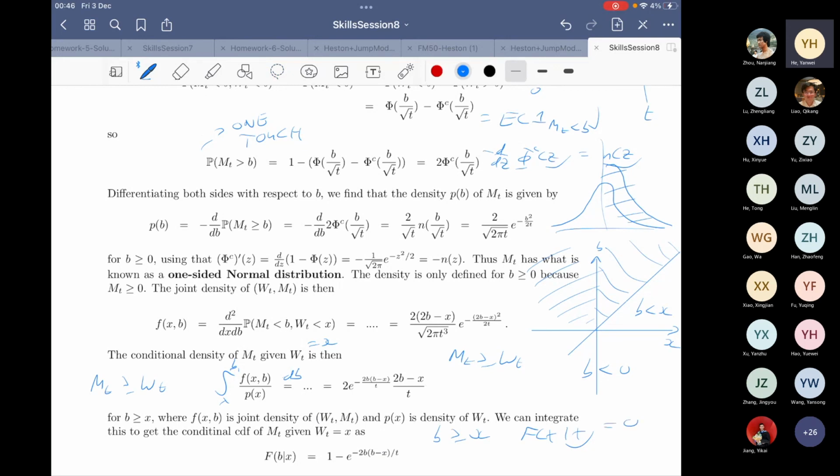And then what about the value as B tends to infinity? Well, if B tends to infinity, this is positive, that's positive, that's positive, so the exponential will decay to 0. So F of infinity given X is 1. So it's certainly a valid candidate for a distribution. Technically, I suppose you'd also need to verify that this thing is increasing in B, but I won't bother doing that now.